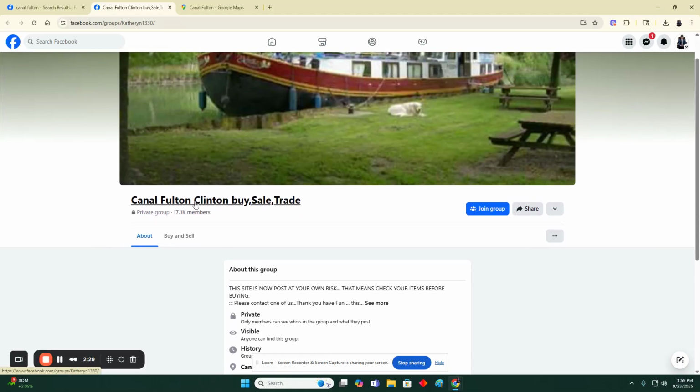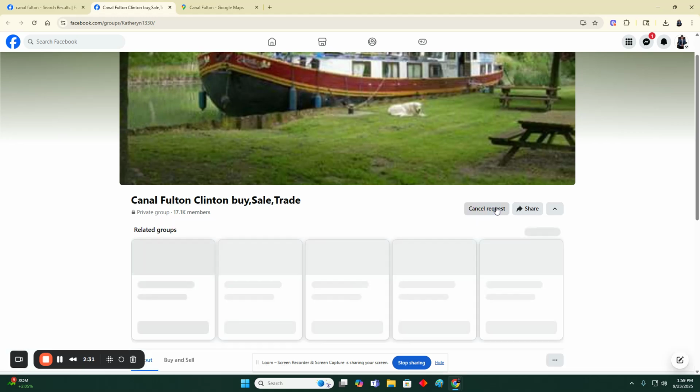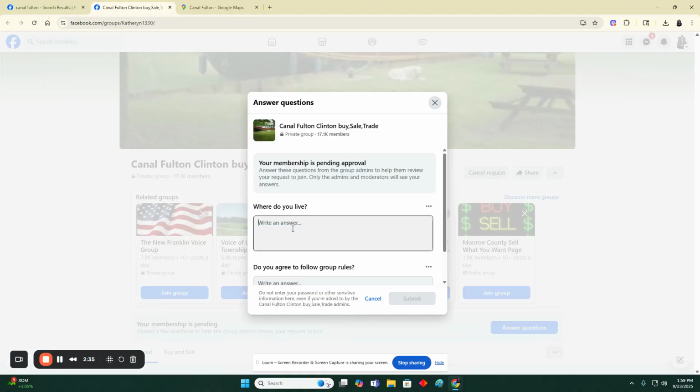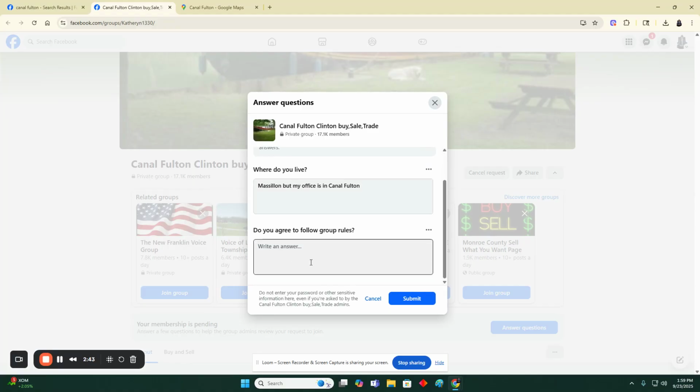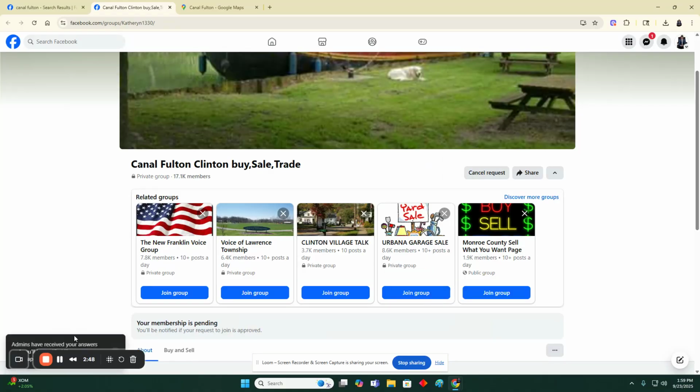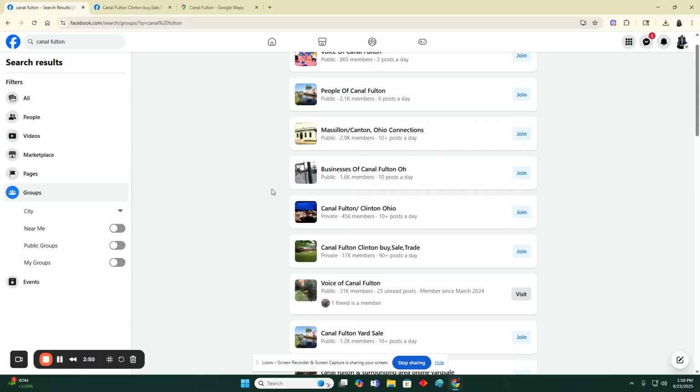So Canal Fulton Clinton Buy Sell Trade, I'm going to join the group. Now, I wouldn't necessarily, okay, so here we go. Where do you live? Massillon, but my office is in Canal Fulton. Do you agree to follow the rules? Yes. Submit. So now I have to wait for the admins to approve me. So let's go back to this list.